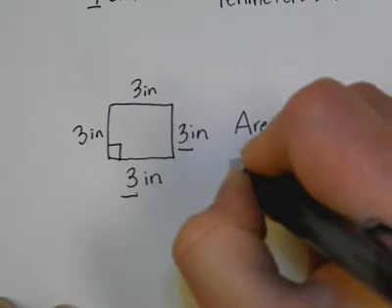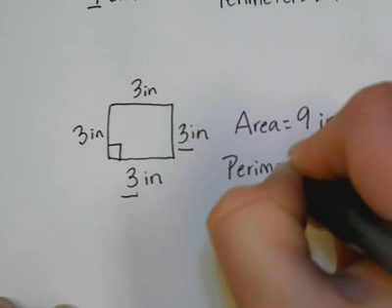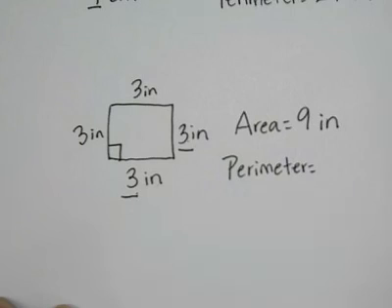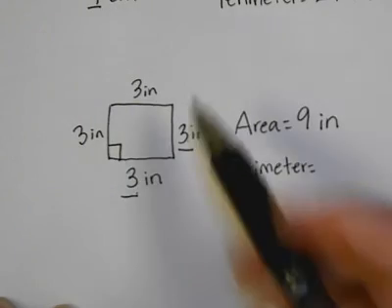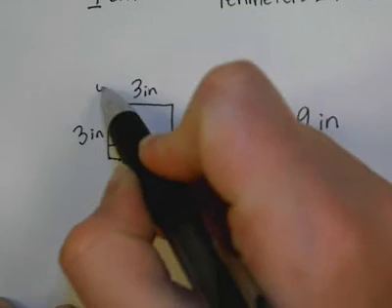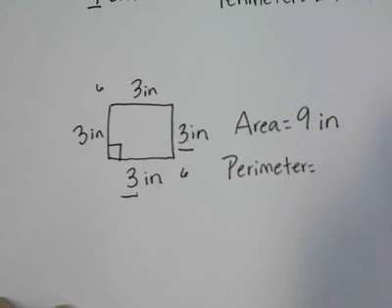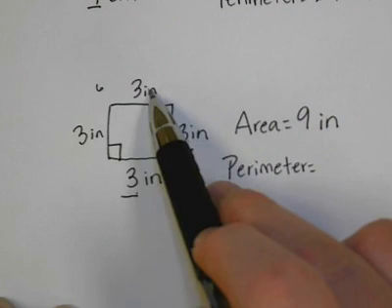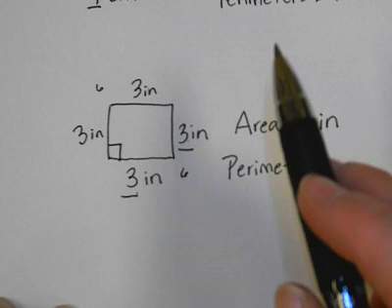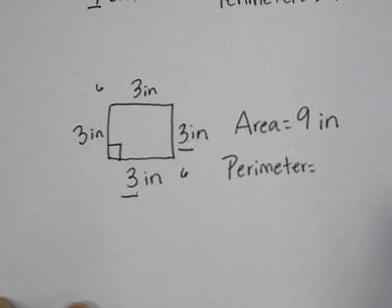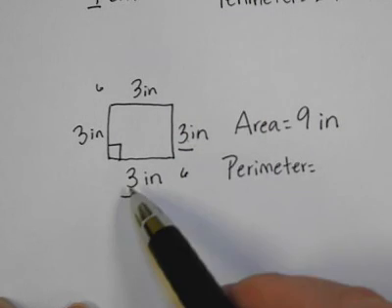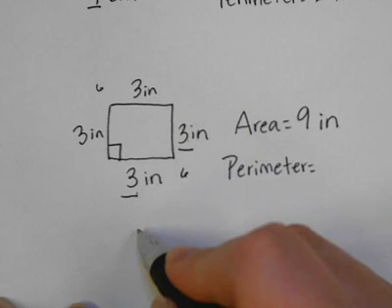Then to find the perimeter, all we have to do is add up all four sides. 3 plus 3 is 6, 3 plus 3 is 6, 6 plus 6 is 12, or 3 plus 3 is 6, plus 3 more is 9, plus 3 more is 12. Or you might have some students that say, I have 1, 2, 3, 4 sets of 3, and 4 times 3 equals 12.